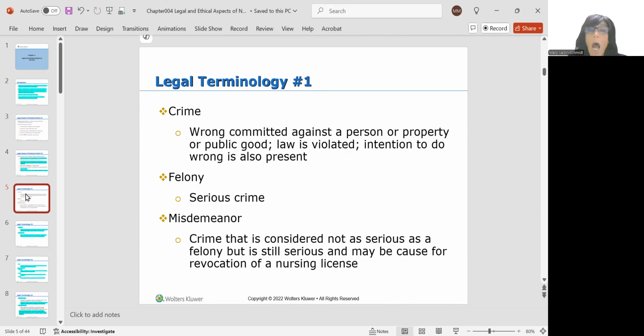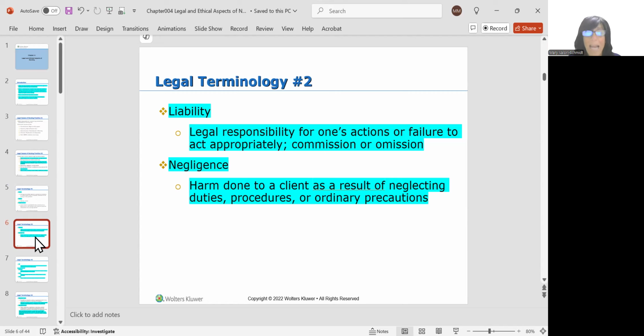Liability. Liability is your responsibility for either your action or your failure to do an action, right? So in other words, doing something or maybe not doing something. And negligence. Negligence is when someone is harmed, usually a patient or client, as a result of not performing your duties, procedures, as any other prudent nurse with your level of experience and education would do.